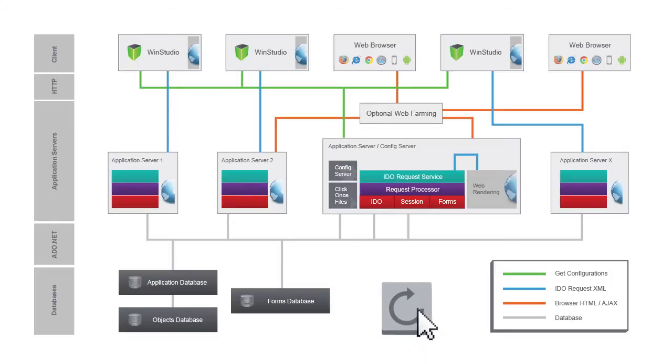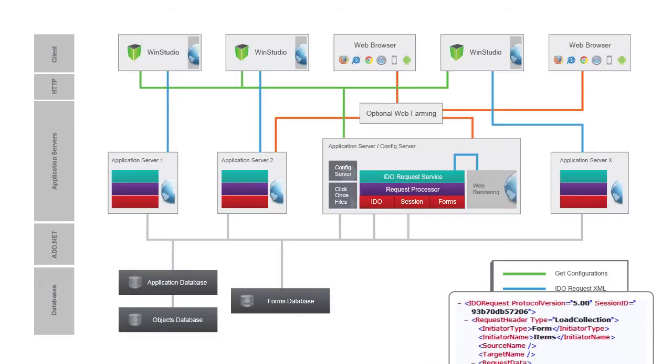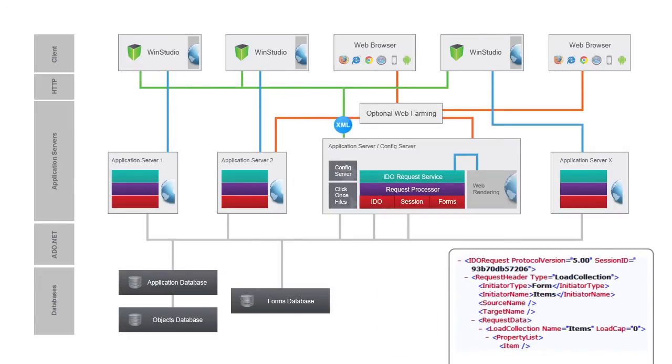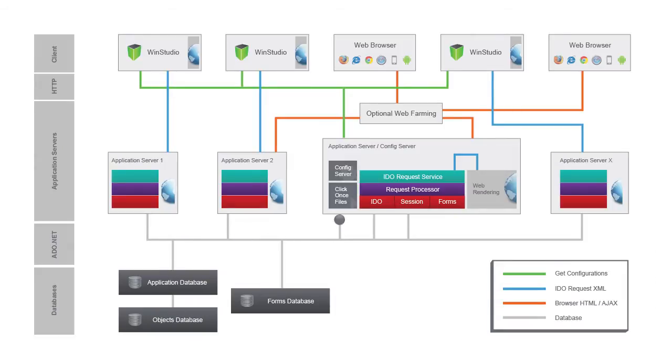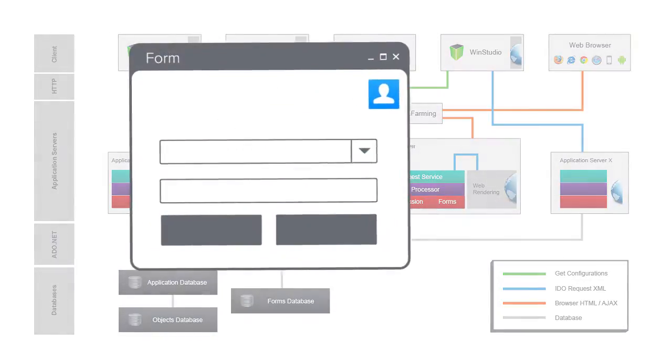When we clicked refresh, WinStudio sent an IDO request XML to the application server where the IDO runtime processed the XML and built a SQL select statement, which was sent to the database. Results were returned from the database, where the IDO runtime packed them up into a response XML, which was sent back to WinStudio. WinStudio then rendered the data in the form.